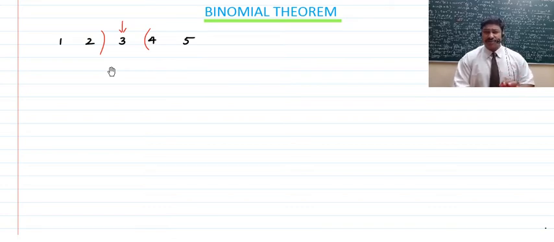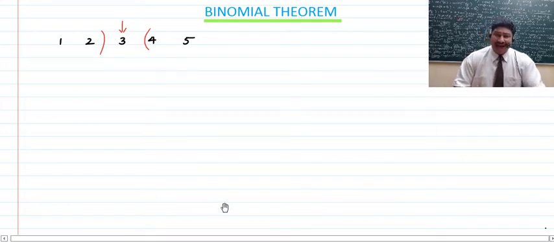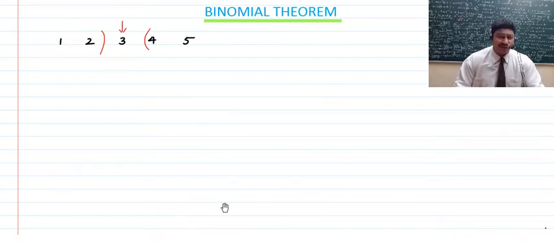And which term becomes the middle term? That is given by adding 1 to the total number of terms and dividing by 2, right? This is for simple data.